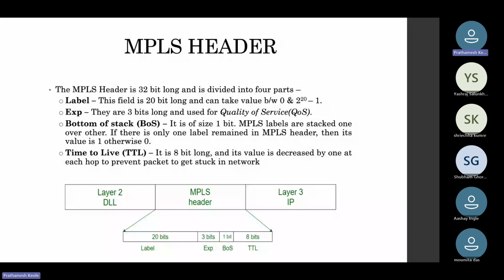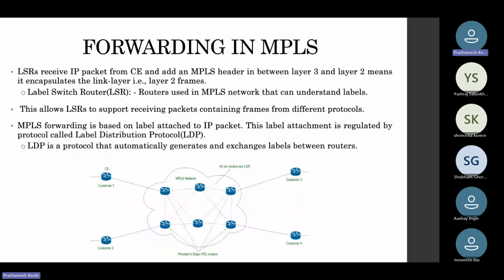So the forwarding process in MPLS. LSRs, which are the label switch routers, are those that can understand the labels. They receive the IP packet from the CE, that is the customer edge routers, and add an MPLS header between layer 2 and layer 3. So that means it encapsulates the link layer, that is layer 2 frames. This allows the LSRs to support receiving packets containing frames from different protocols.